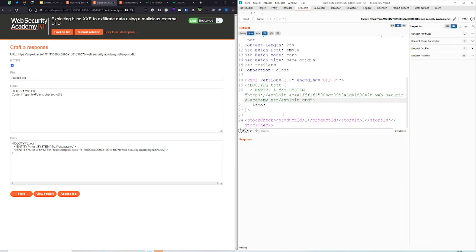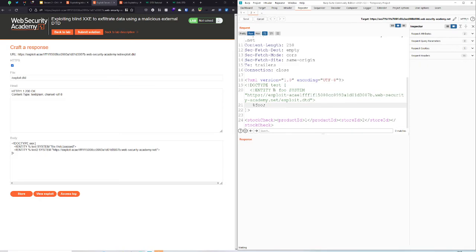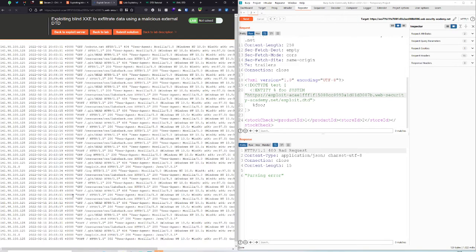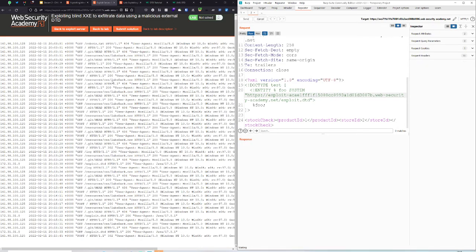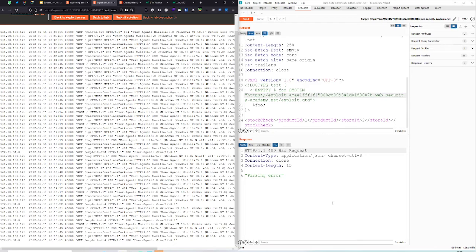So if I fetch this, parsing error, of course. Is it a parsing error with this though? Store send. Parsing error. Why is it a parsing error? Is it even hitting my server? Let's just click that. Can I clear this log? That'd be very helpful. So that one. Okay, so it does fetch that.